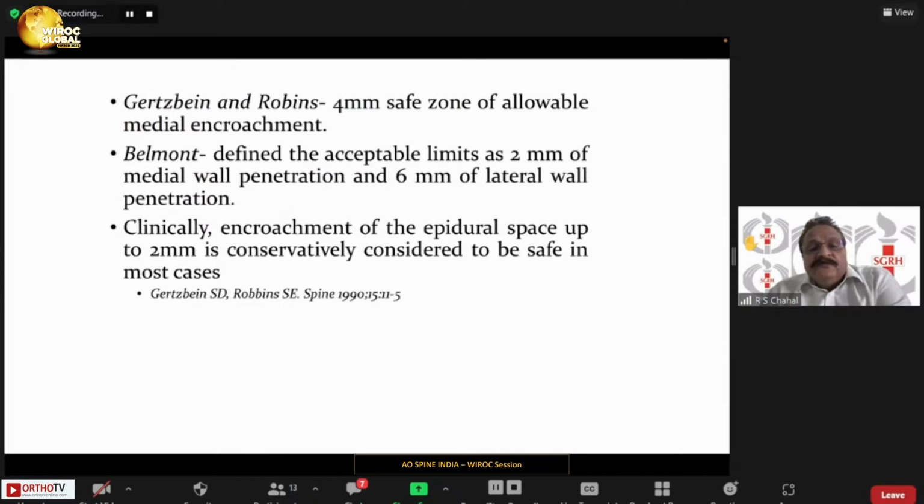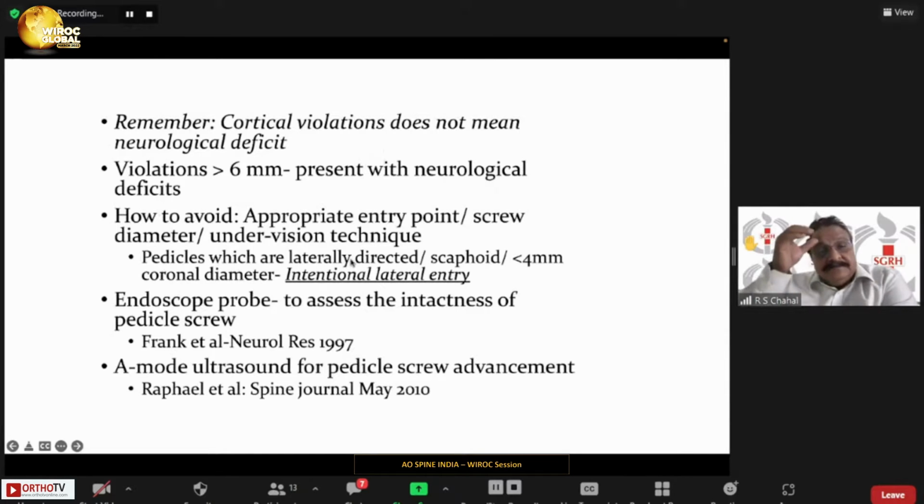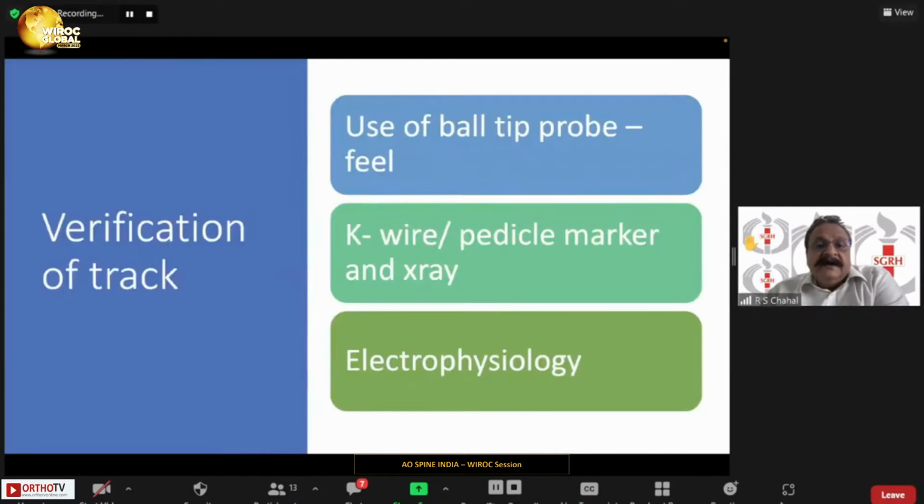Gertzbein and Robbins said a 4 millimeter safe zone is allowable. Mermelstein said it is up to 6 millimeters. So it is important; this is an entity which depends on the clinical symptoms. Any breach, if it doesn't cause a symptom, is hardly noticed. Cortical violation doesn't always mean neurological deficit, but violation of more than 6 millimeter often presents with a neurological deficit. How to avoid it? Appropriate entry point, screw diameter, and good vision techniques. An endoscopic probe to assess the intactness of the pedicle, or B-mode ultrasound, can be used in some, but it's more of a theoretical entity.